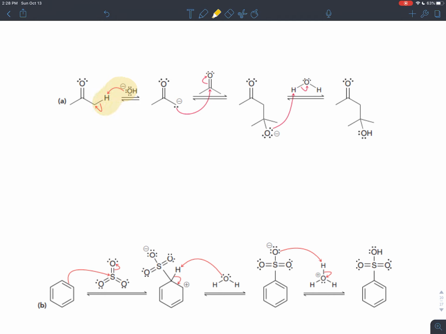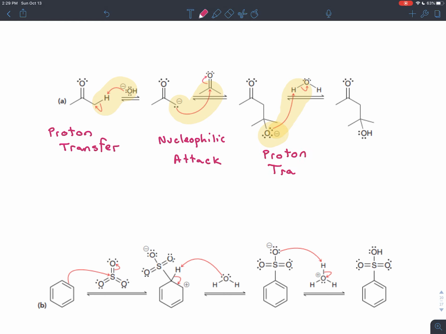This first step, we have a nucleophile attacking an electrophile. The electrophile is a hydrogen, so this is proton transfer. In the second step, we have a nucleophile attacking an electrophile. The electrophile is not hydrogen, so that is nucleophilic attack. In the third step, we have a nucleophile attacking an electrophile. The electrophile is hydrogen, so that is a proton transfer.